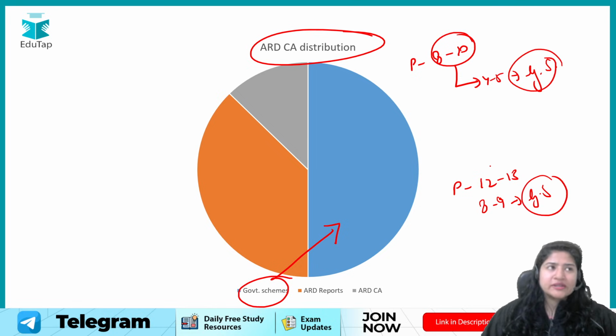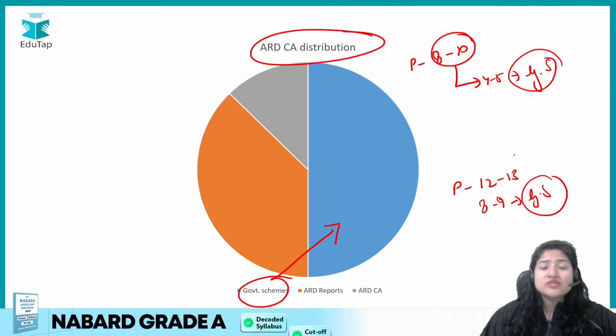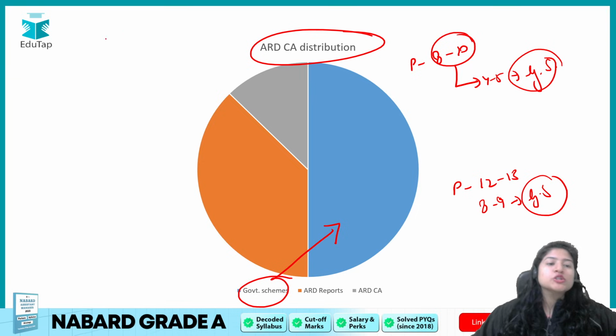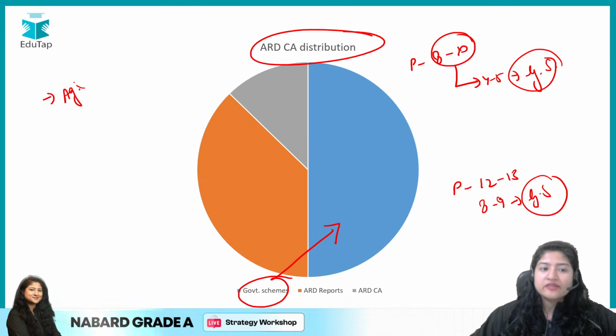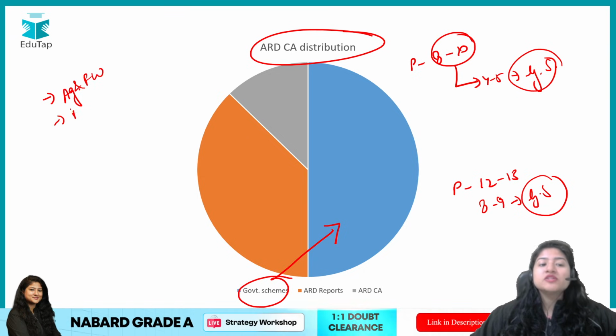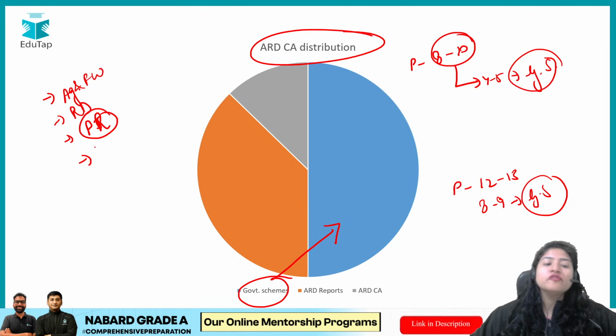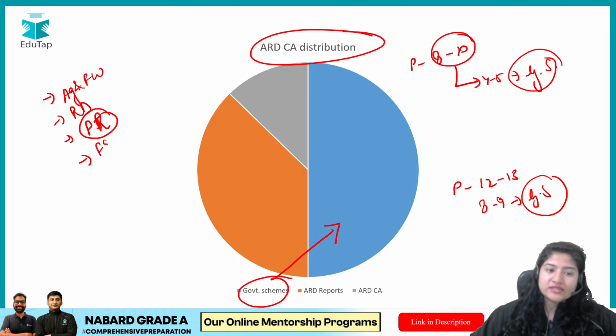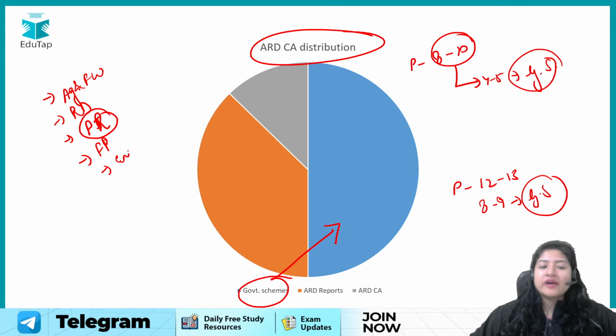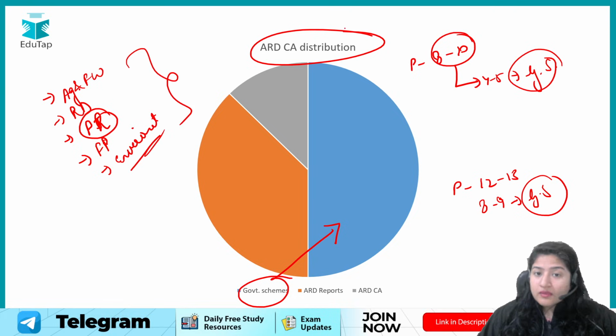What sort of government schemes? I hope you understand which ministries are related to agriculture. The Ministry of Agriculture and Farmers Welfare becomes important. The Ministry of Rural Development becomes important. The Ministry of Panchayati Raj becomes important. The Ministry of Food Processing Industries becomes important, and the environment also becomes important, because if you look at the syllabus of the ARD section, you would find that ecology, climate change and environment are part of it.